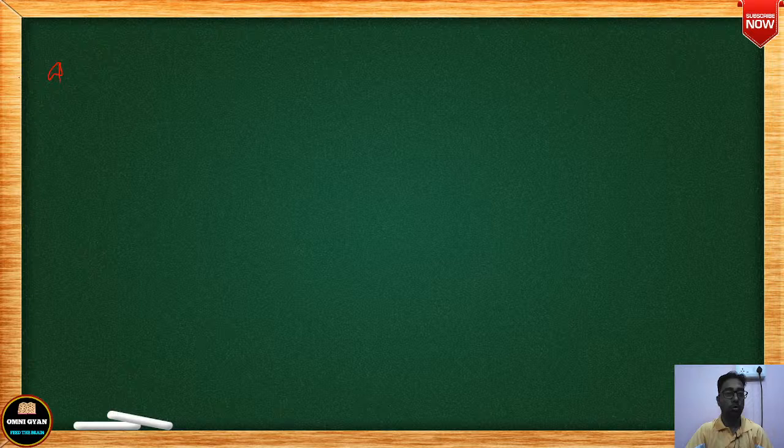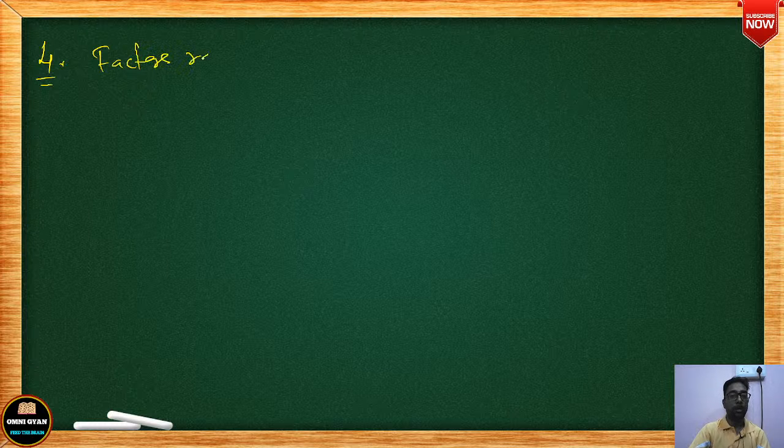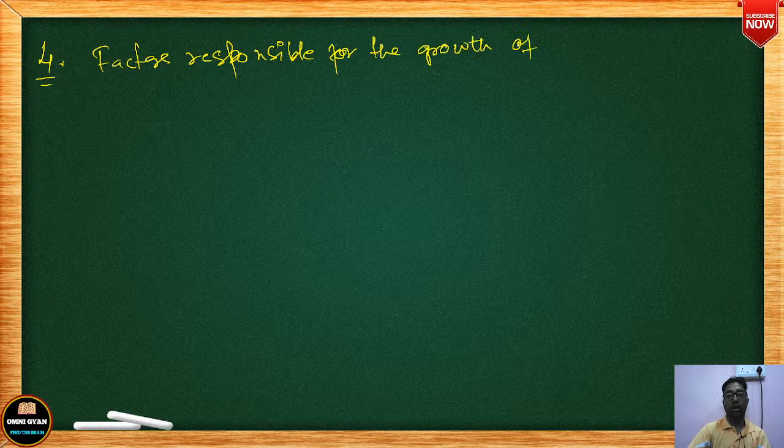Just hold a second. Point number 4, you see, in point number 4 you study the factors responsible for growth of nationalism in Europe. So factors responsible, this is page number 3. Factors responsible, this is very important. Factors responsible for the growth of nationalism.